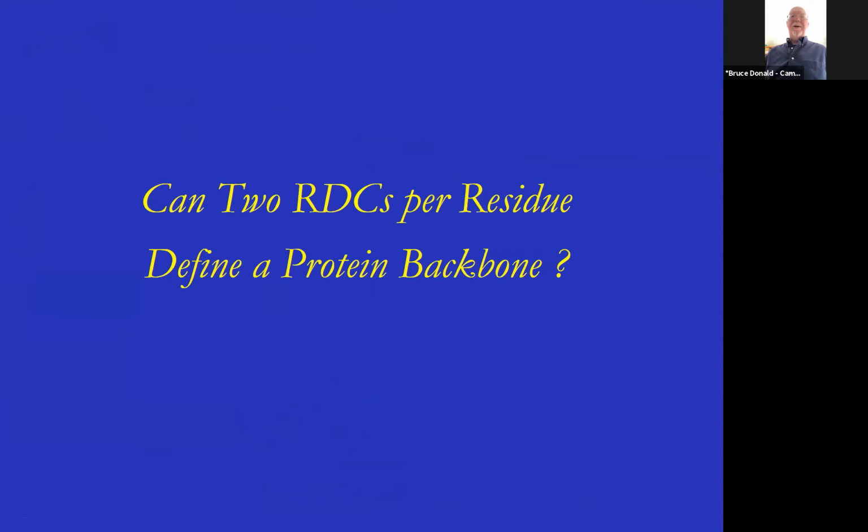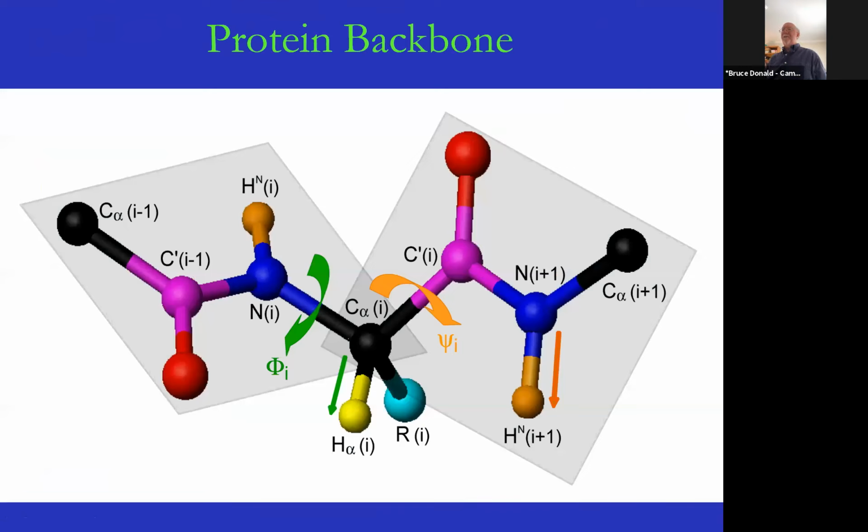So what about 2 RDCs per residue? That would be pretty interesting. Now we're changing the amount of data. We're asking if 2 RDCs per residue can define a protein backbone. Again, think of our situation: we have the phi bond angle and the psi bond angle here. We're going to try measuring the NH RDC and the CH, or C alpha H alpha, RDC and see how these work.